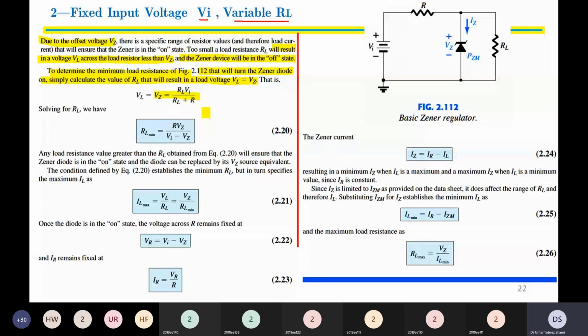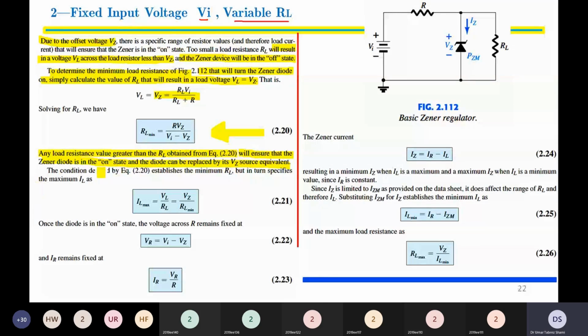So we have Vz equal to VL equal to RL multiplied by VI divided by (RL plus R). And from this equation, we can manipulate and find the minimum value of RL to be equal to R times Vz divided by (VI minus Vz). This is our minimum load resistance. And any load resistance value greater than RL obtained from equation 2.20 will ensure that the Zener diode is in the on state, and the diode can be replaced by its Vz source equivalent.